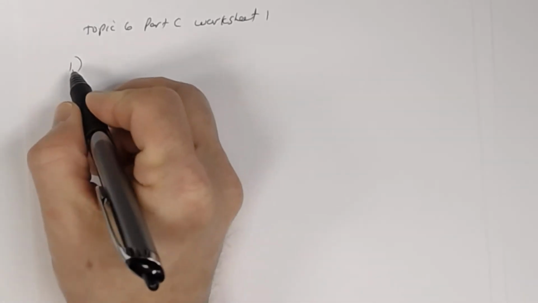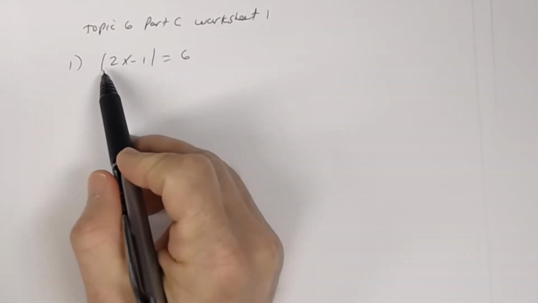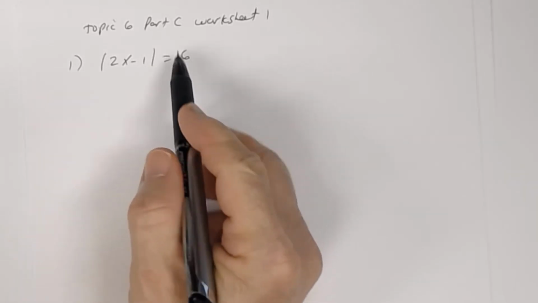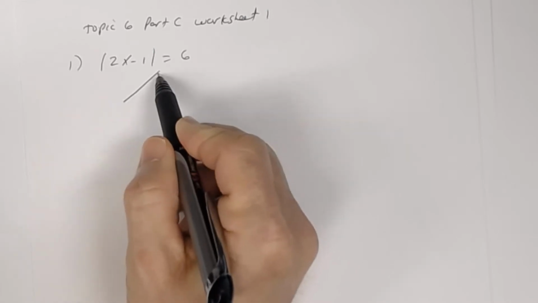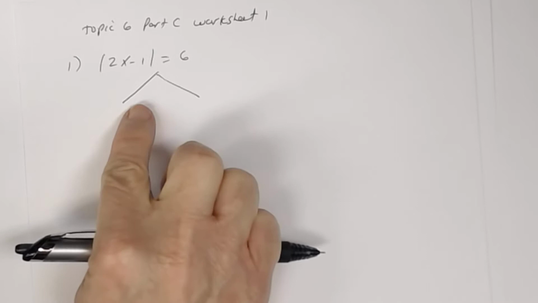So number one, we have the absolute value of 2x minus 1 is equal to 6. These are simple absolute value equations. Notice that the absolute value expression is already by itself. I have a positive real number on this side. So right away, I can rewrite this without absolute value bars. Whenever you rewrite it, that's where you get two equations.